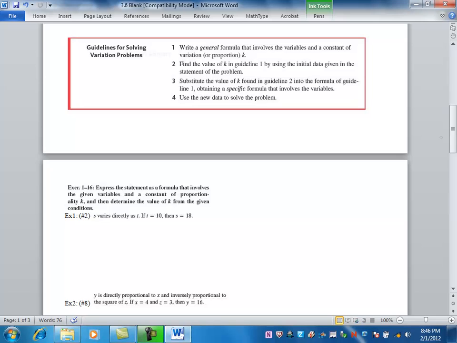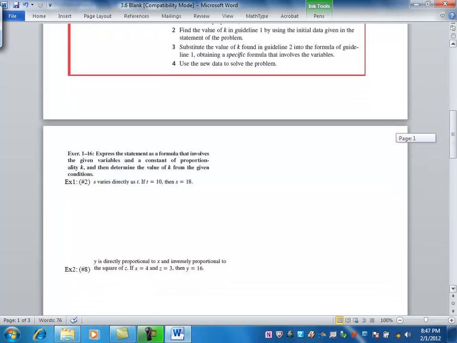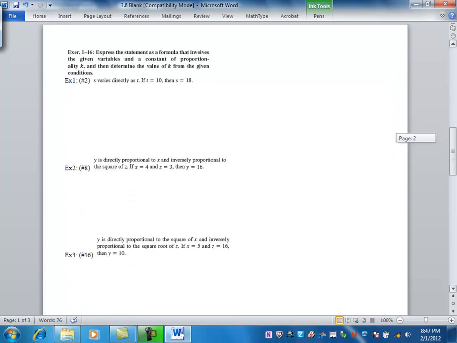So guidelines for solving variation problems: you're going to write a general formula involving the variables and a constant of variation or proportion, that's k. We need to find the value of k. One of the things that this particular text and set of problems is good at, it asks for the value of k. Alright, so it gives you no choice. You've got to find the value of k, and then once you get the value of k, you can use that information to solve the next part of the problem, if there is one.